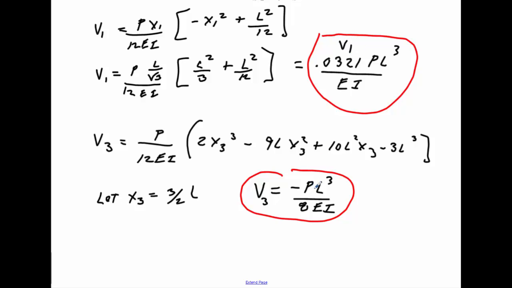Since this value here is going to be greater than this value here, this is where your maximum deflection is going to be. And again, that is going down because it's negative, and this deflection is going up because it's positive. Good problem, pretty complicated. Again, the main thing is knowing how to do it and how to do it fast.